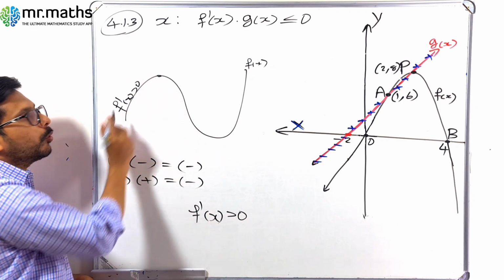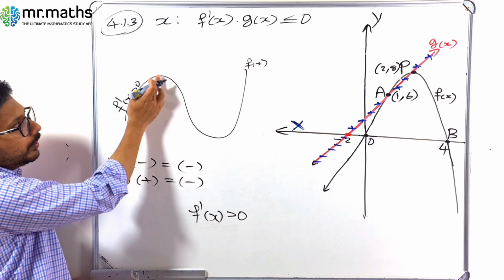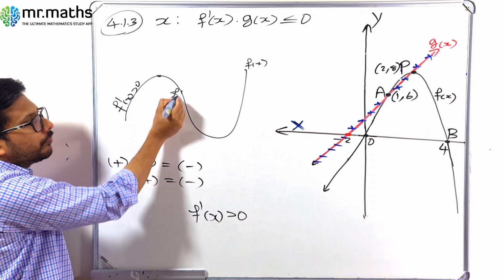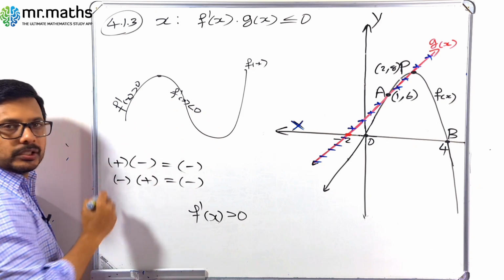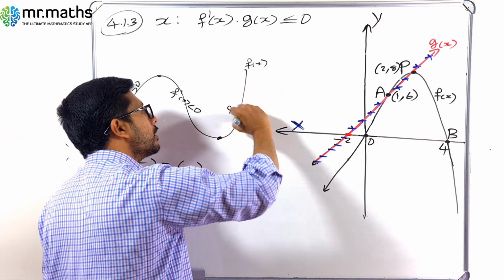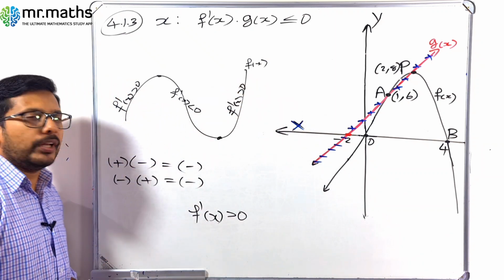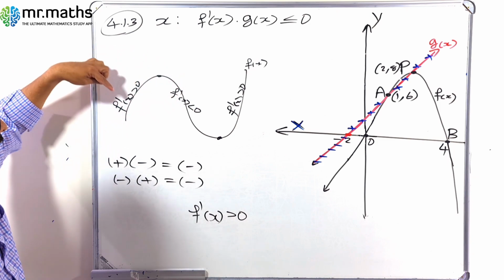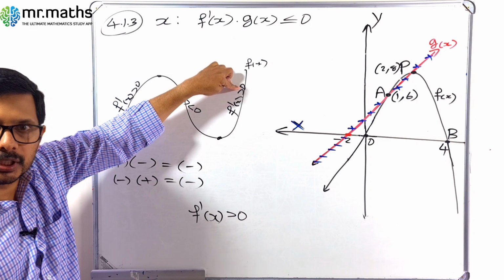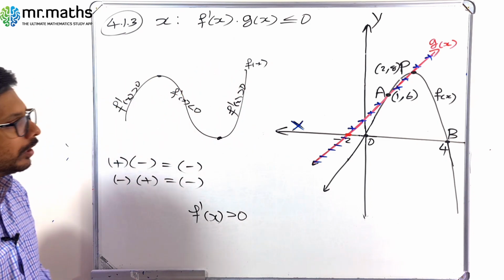Okay, so up to this point the first derivative is greater than 0 or positive. When the graph is decreasing, here can you see that the graph is decreasing, that means f dash of x is less than 0 or negative. And here again the graph is increasing, that means f dash of x is greater than 0. Okay, so when a graph is increasing, the first derivative is positive. Here also you can see that the first derivative is positive, but when a graph is decreasing, the first derivative is negative.